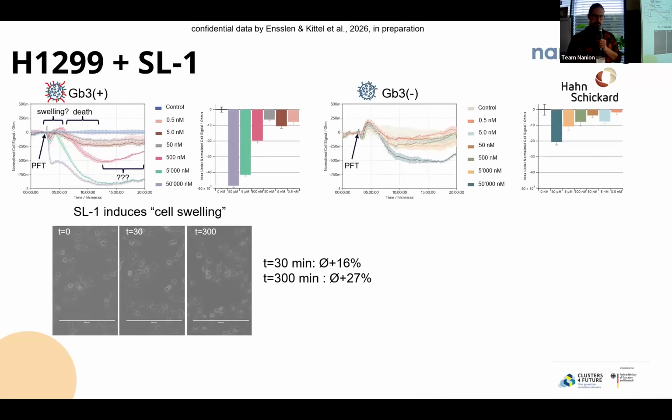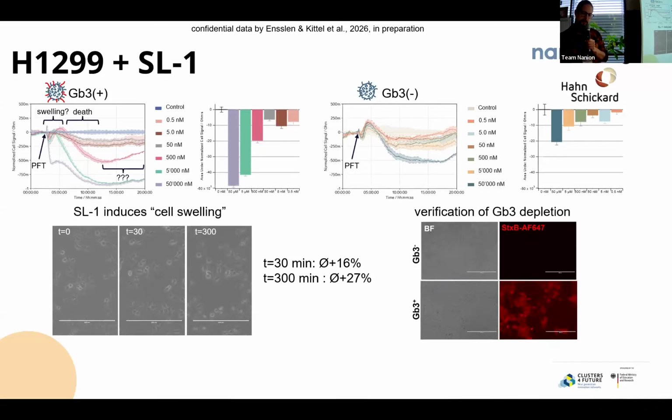We did the same experiment on GB3 depleted cells, so GB3 negative. We saw the pore-forming toxin induced effect actually to be reduced by a factor of 100, which was cool, but still we expected something like 0. So what is going on here? So maybe we thought our GB3 depletion was not successful, but we could verify this by the use of a toxin, which is a highly specific GB3 binder. We labeled it optically with a dye here, and then you can see that it binds to our GB3 positive cells, but on the depleted cells, there was absolutely no binding. So GB3 is not there anymore, but apparently there are other receptor molecules which can be recognized by Sorrel here.